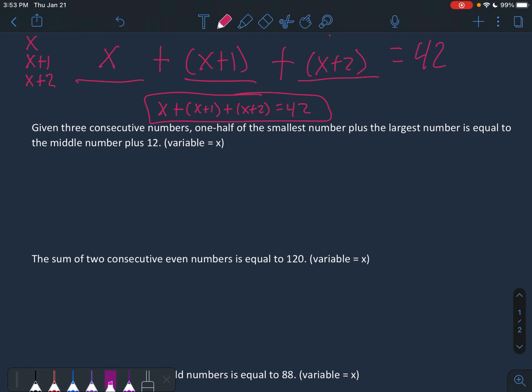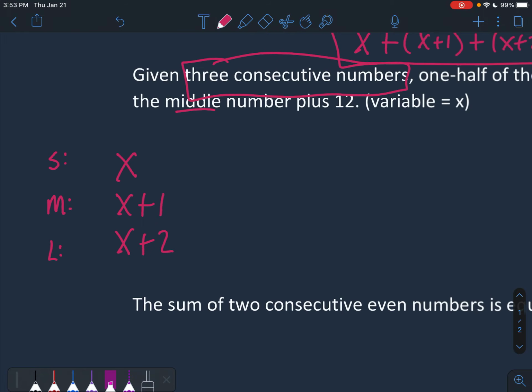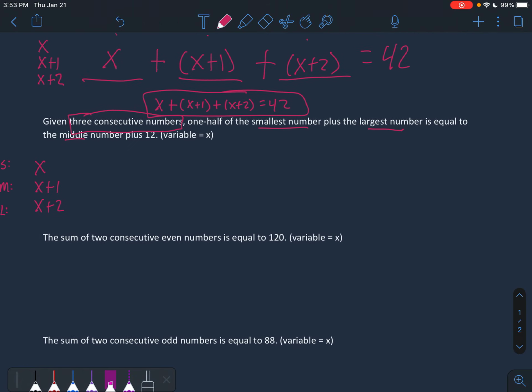Given three consecutive numbers, 1/2 of the smallest number plus the largest number is equal to the middle number plus 12. Kind of a lot going on here, but we know that there's going to be three consecutive numbers. So let's start with x, x plus 1, and x plus 2. Now looking at the smallest, largest, and middle number: your smallest number has to be x, because we're not adding anything to it. Our largest number is going to be x plus 2 because we're adding 2 to x. Our middle number is going to be x plus 1. So we have a small, medium, and large.